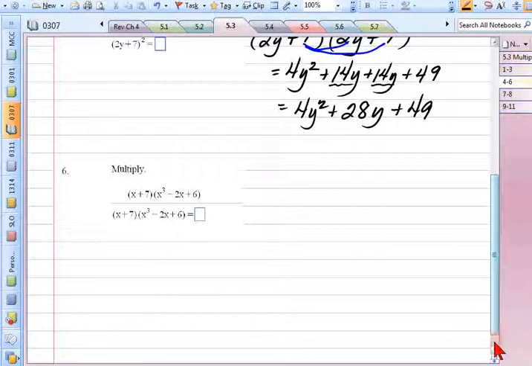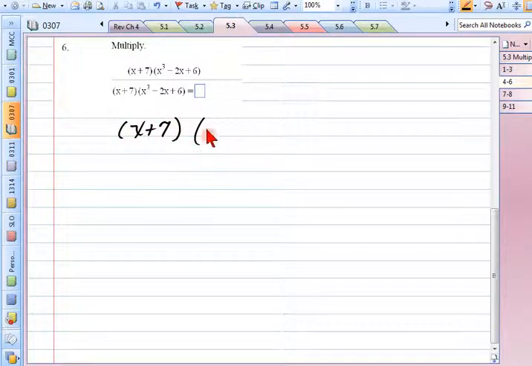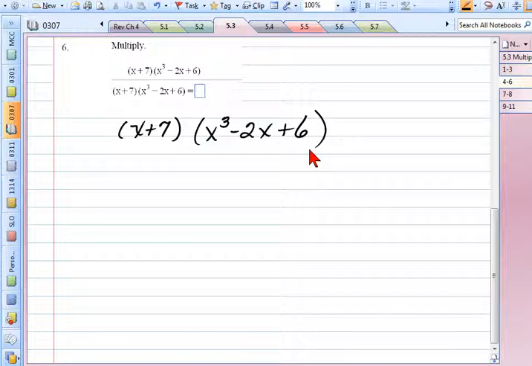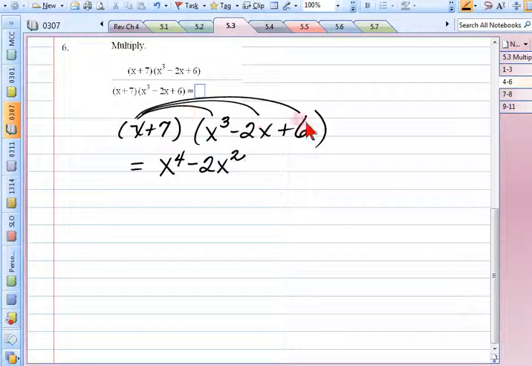Problem number 6. Number 6 asks us to multiply x plus 7 times x cubed minus 2x plus 6. All I have is the distributive property. So first, I'm going to distribute the x. What's x times x to the third? X to the fourth. What's x times negative 2x? It's negative 2x squared. And x times 6 is 6x.